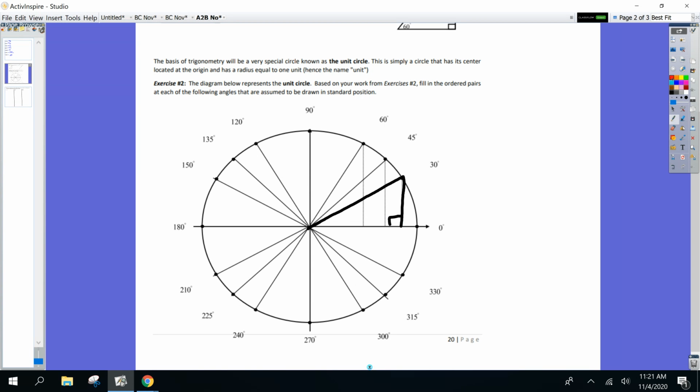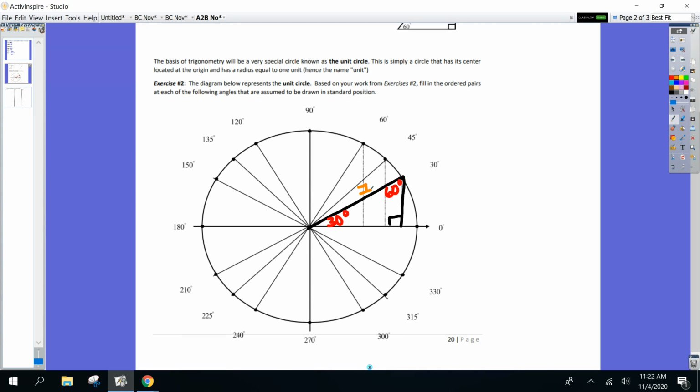And since we're at 30, this angle right here is 30 degrees, which would make this angle up top 60. Stay with me. Anybody know how long the hypotenuse is here? How long is that hypotenuse? Remember, we're on the unit circle. What did I tell you? Each one of these is how long? One.